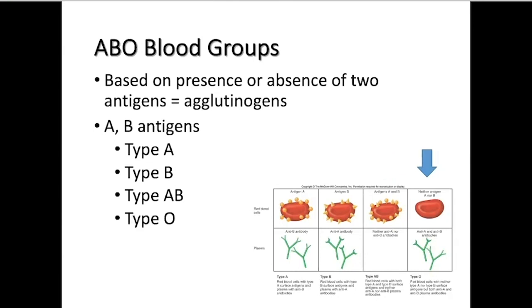If you have type O blood, you don't have either A or B, so you don't have any of these antigens on the surface of your red blood cells. Your blood type is genetically determined.